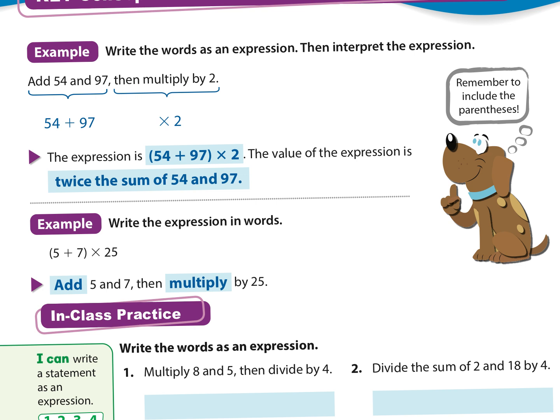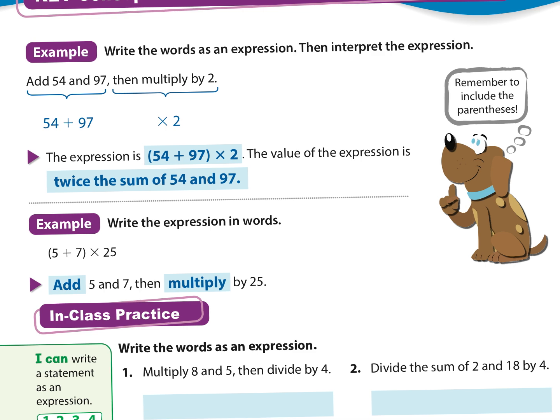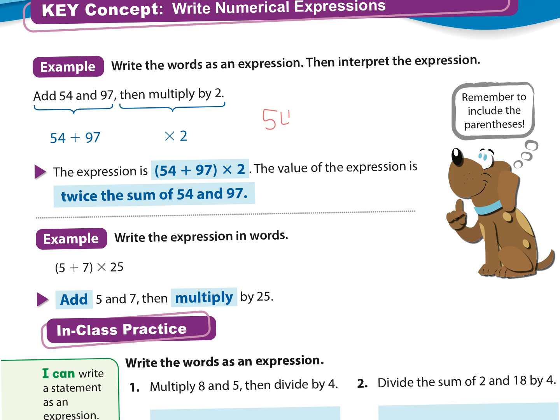Okay, we're speaking math language, so just numbers and symbols. Add 54 and 97. That looks like 54 plus 97. Does everybody agree? Yeah. And then multiply by 2, so times 2. Well, the problem with that is if I just wrote 54 plus 97 times 2, based on what we learned in our last lesson, order of operations, I'm not adding 54 plus 97 first, because why? What would I have to do based on order of operations first?